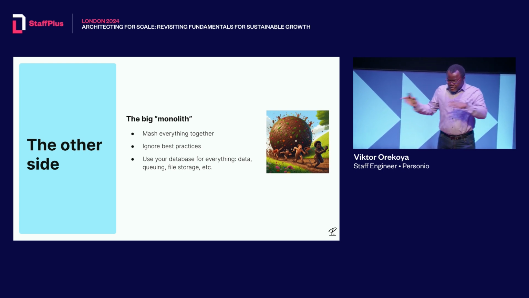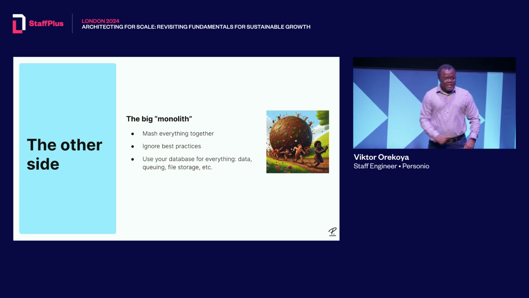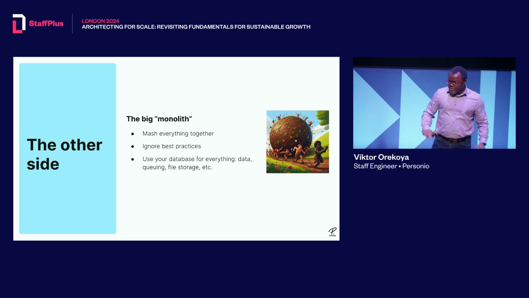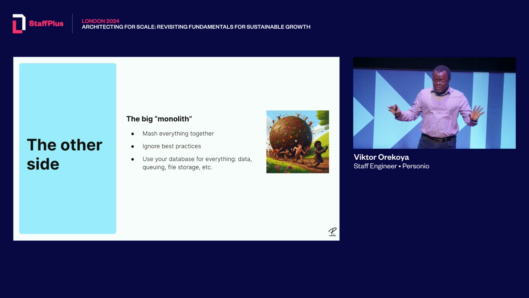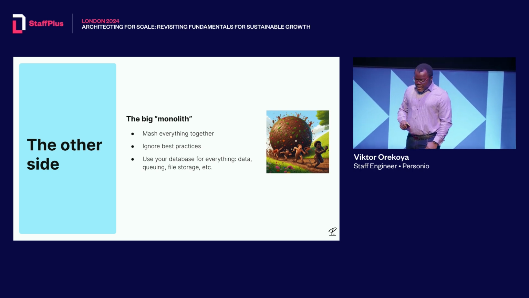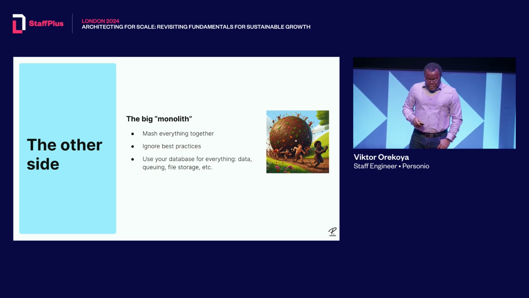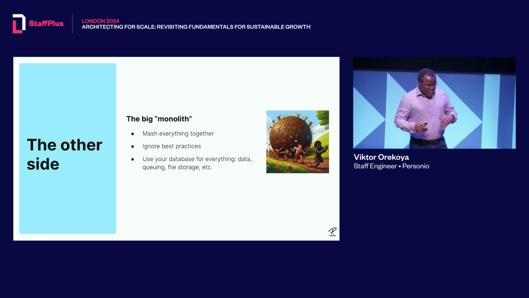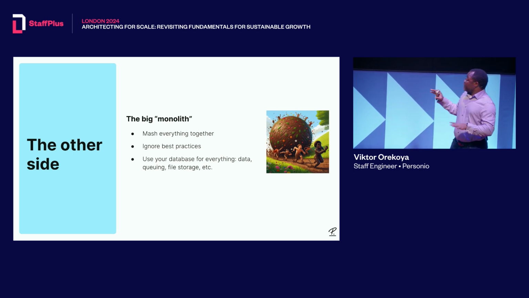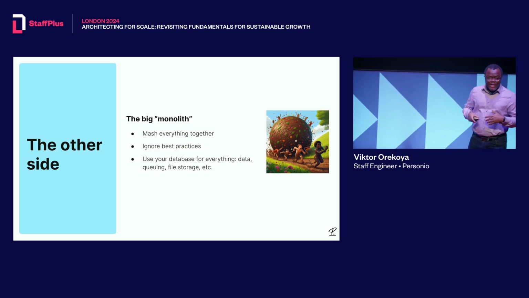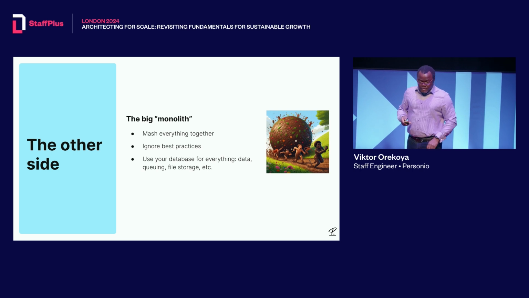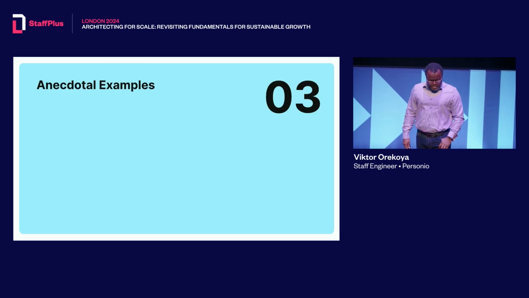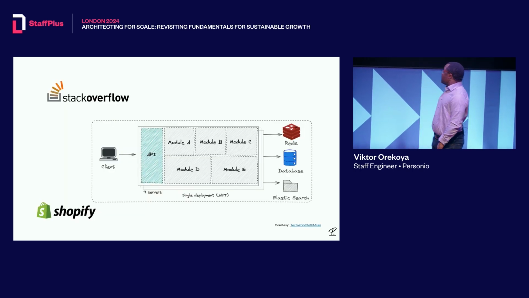Now, just to balance things up, I'm not saying go in this other direction. As we've mentioned before, we've all built big monoliths or worked with one, and we know the pain that's associated with it. And that's definitely not the direction we should be going in. So what I would like to do now is to run very quickly through some anecdotal examples of how people have built systems. And then we can try and pick a thing or two from each of those examples. The first one, Stack Overflow.